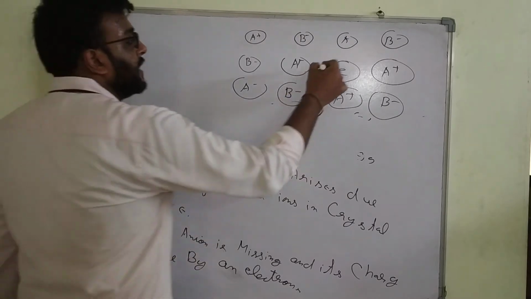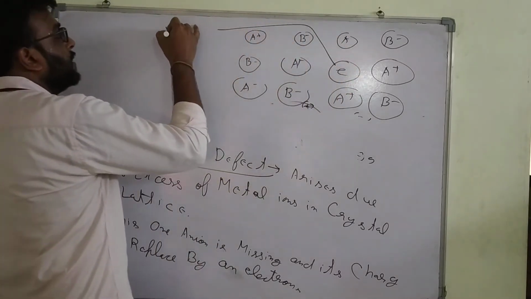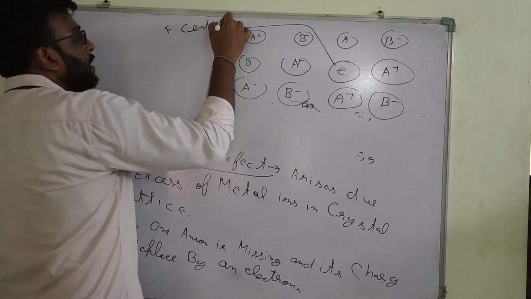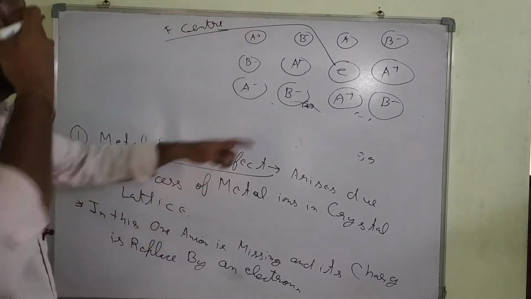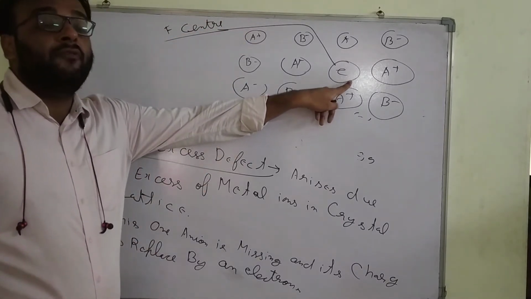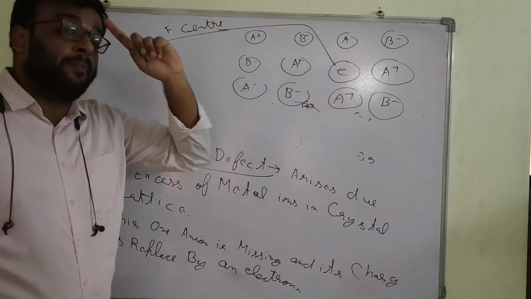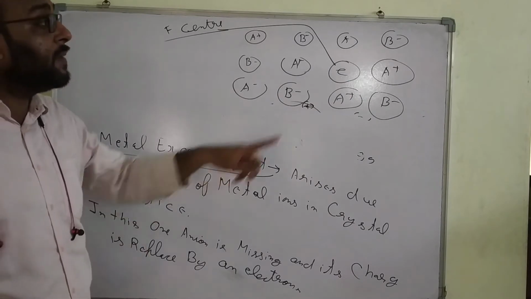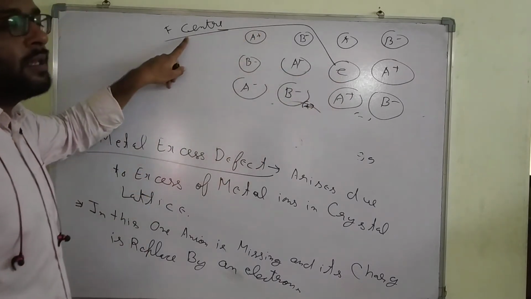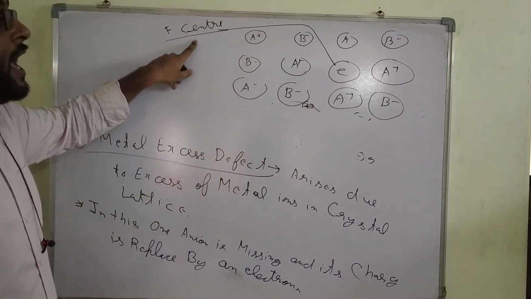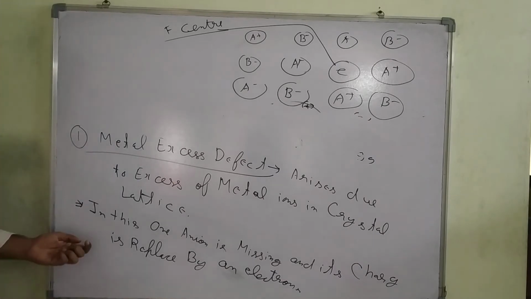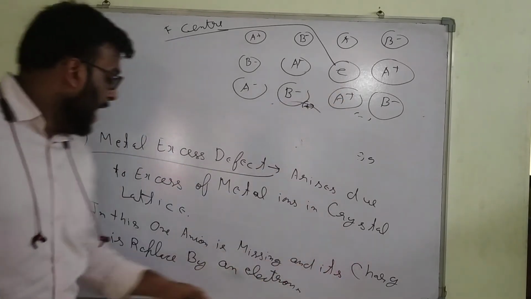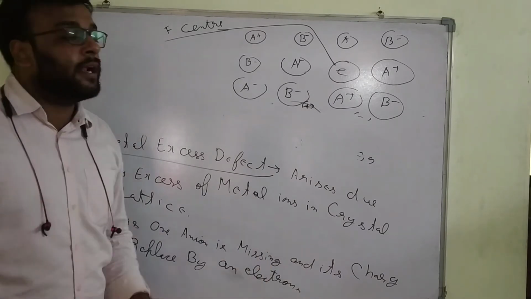It is called an F center. This place where the atom is not available is called an F center. It is named after a scientist. At the F center, the negative charge is replaced by an electron. What happens in this? One anion is missing, and its charge is replaced by an electron.